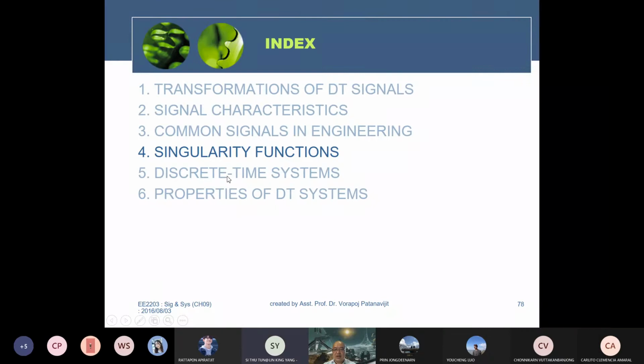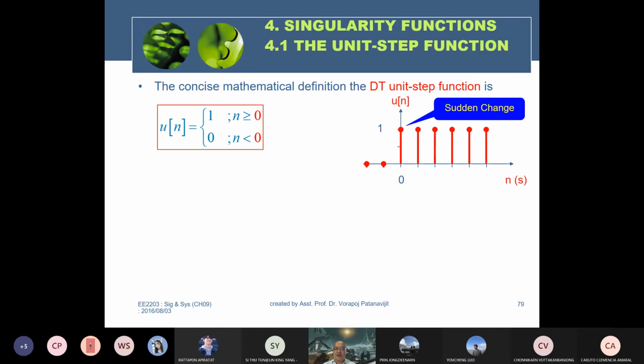Yes, sir. Okay, we have already finished the first 3 topics. Now we go to another 3 topics: the singularity function, the discrete time system, and the properties of the system. The singularity function in this case has 2 functions, the same as the continuous case. We have the unit step and we have the impulse, but in the discrete manner.